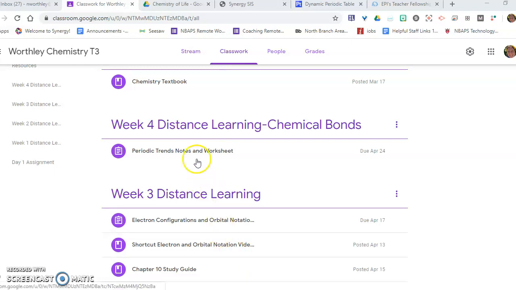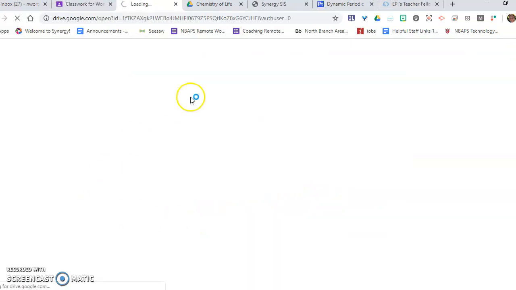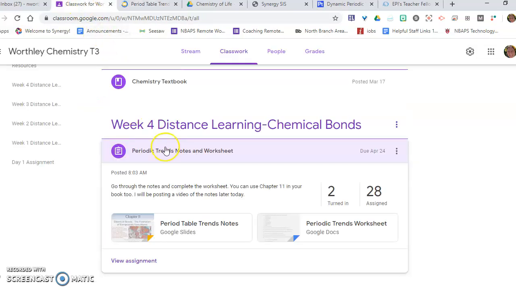I wanted to go through these periodic trend notes and the worksheet. It should be pretty simple. On Wednesday, I'll post something else about ionic bonds. Some of you already turned it in. So, if we go to the week 4 learning, periodic table trends notes, and your worksheet is over here.